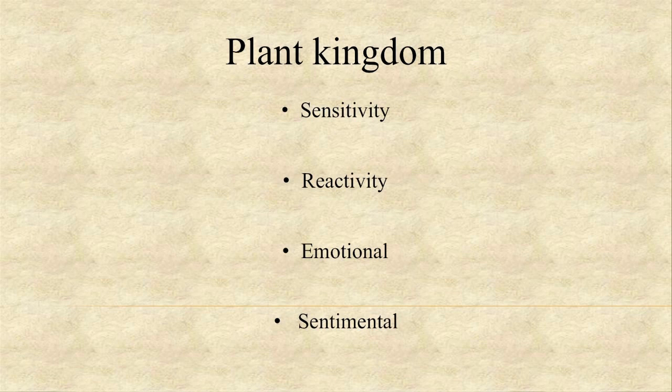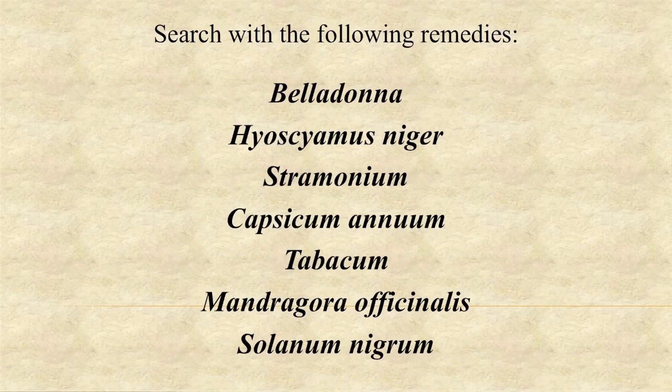And usually people of this kingdom are very sentimental and emotional. Within the plant kingdom, each family has its own specific sensation. In this case, we have the sensation of the Solanaceae. The Solanaceae, you know, consists of remedies such as belladonna, hyoscyamus, stramonium, capsicum, tabacum, mandragora, and so forth.